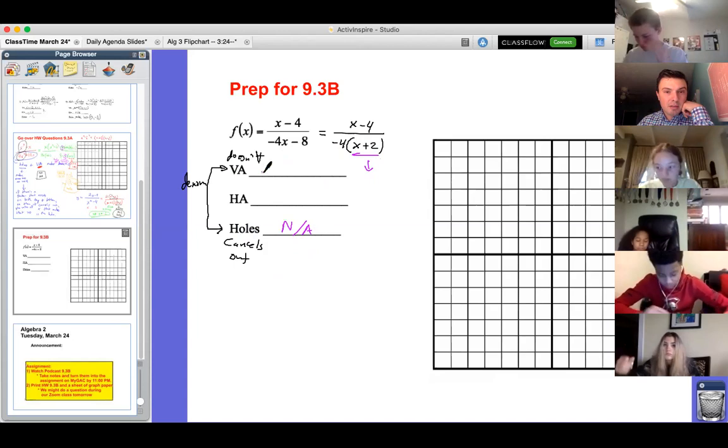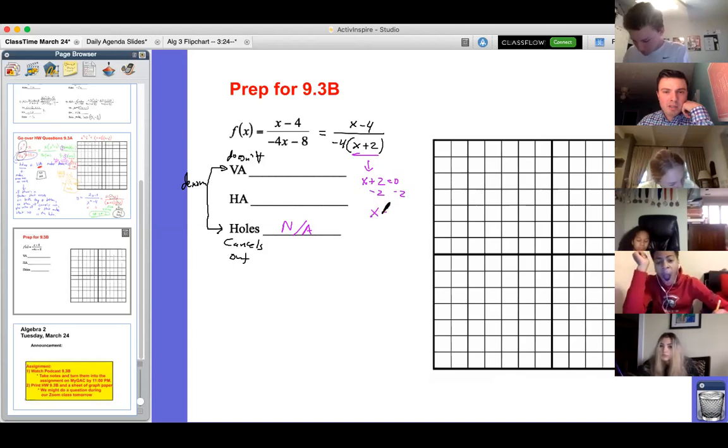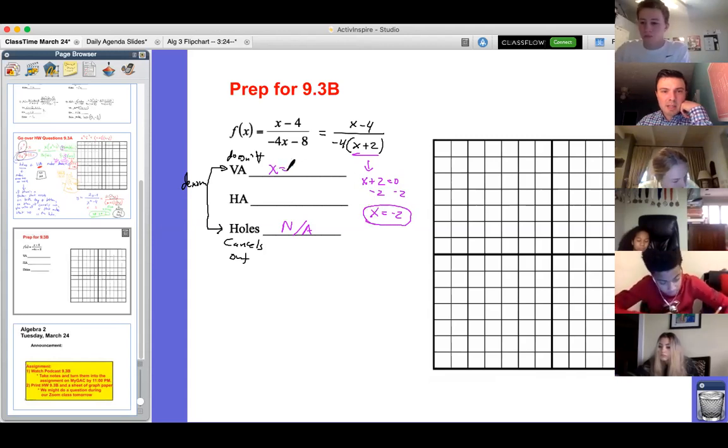Vertical asymptote, though. Where are we going to have a vertical asymptote? Negative 2. Yep. So set this factor equal to 0, solve it. X equals negative 2. So we have vertical asymptote at x equals negative 2.